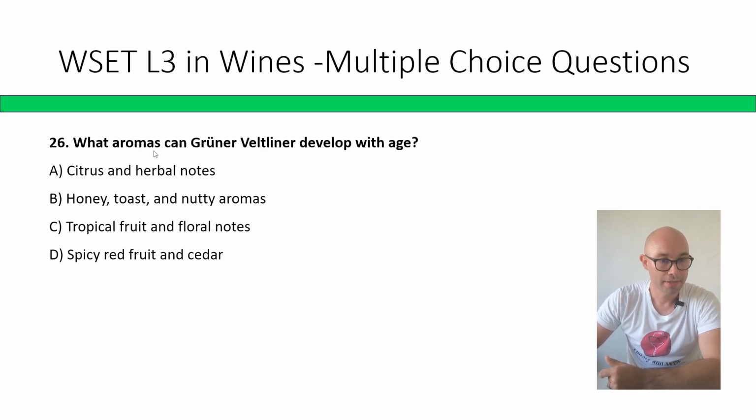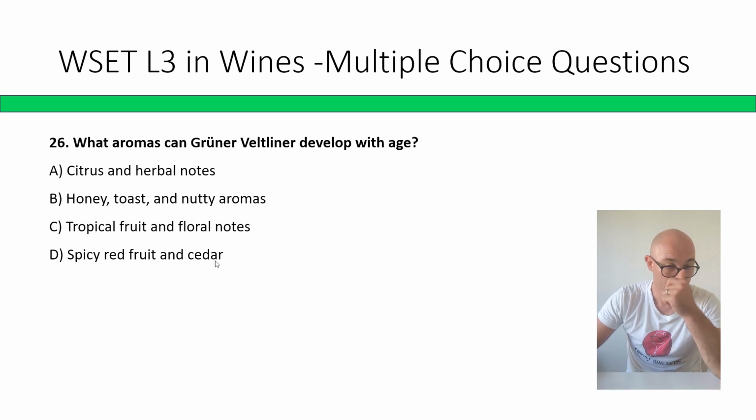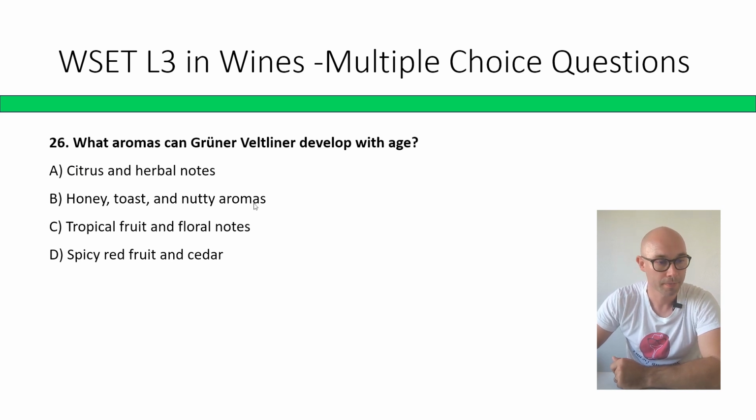What aromas can Grüner Veltliner develop with age? Citrus herbal notes, honey toast nutty aromas, tropical fruit and floral notes, spicy red fruit and cedar. The correct answer is B, honey toast and nutty aromas.